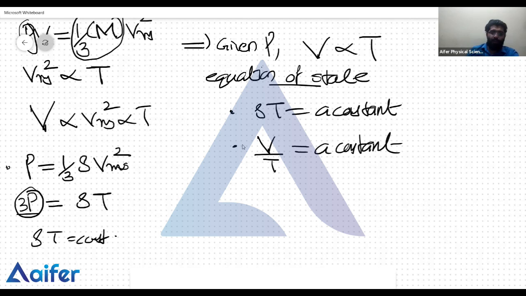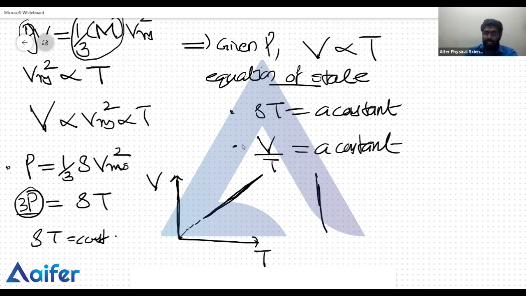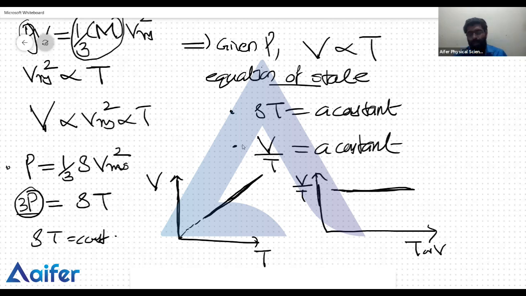If you plot a graph of volume versus temperature, V equal to a constant into T, therefore that will be a straight line. As you increase the temperature, volume will increase, and you can extrapolate to the center. And if you plot V by T against the temperature or volume, no problem, because V by T is fixed, a constant. So that will be a straight line.